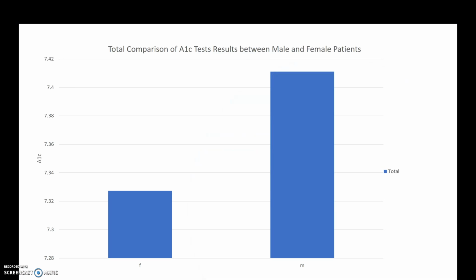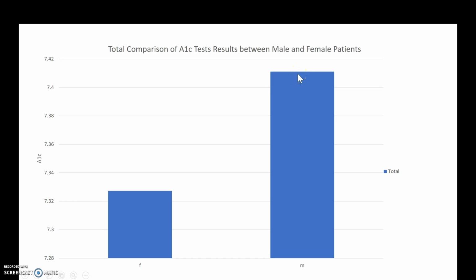So in the data that we collected, we used 20 patients from our sample, and we compared the total number of A1C results from both male and female patients, and we looked at where those totals were. And if you look here, you'll see that for female patients, the A1C averages around 7.33. And for male patients, it averaged a little bit higher at around 7.43.